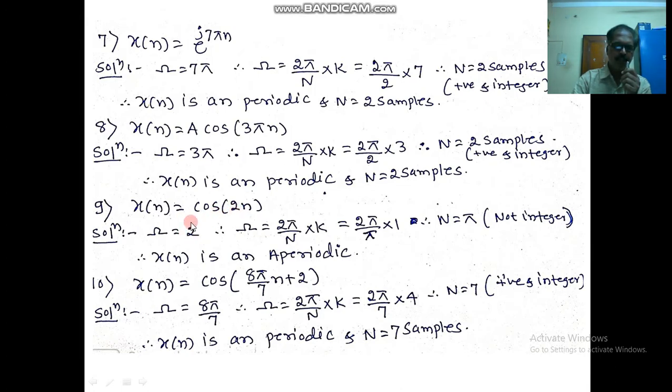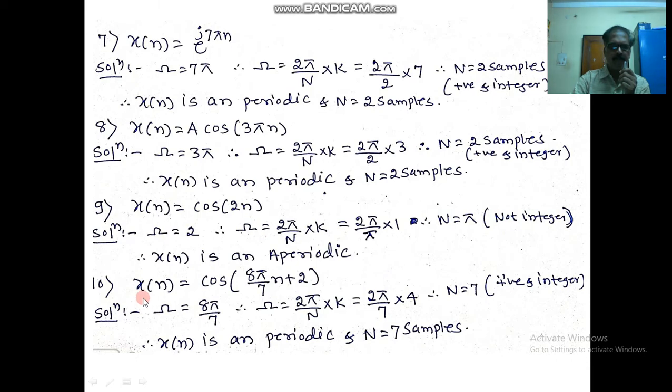I have to express 2 in the form of 2 pi by n into k. So in 2 pi, here only 2 is there, there is no pi. Therefore, I have to multiply pi divided by pi. So 2 as it is, multiplying pi divided by pi into k. There is nothing, meaning it is a 1. Therefore, 2 pi by n into k. Here the n value is pi. It is positive, but it is not an integer. Therefore, the given signal is not a periodic signal because n is not an integer.